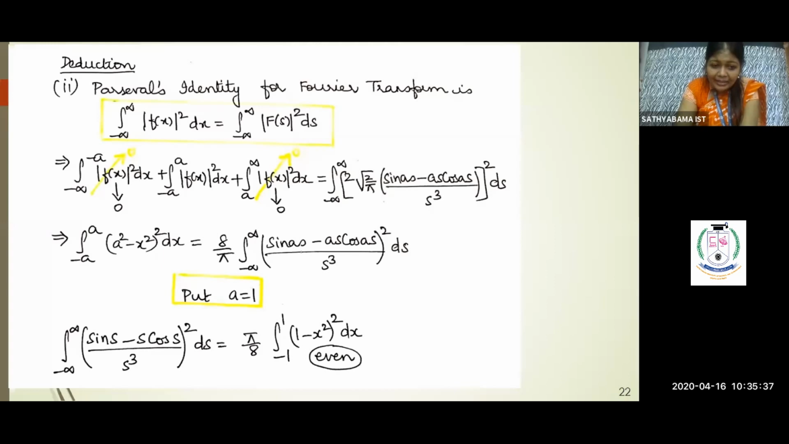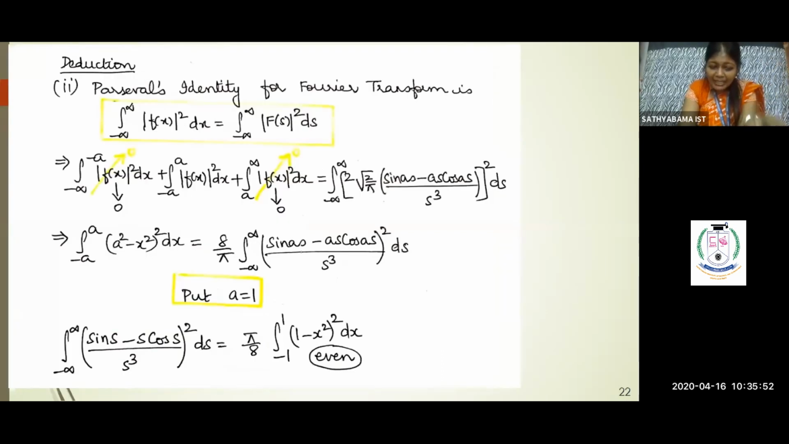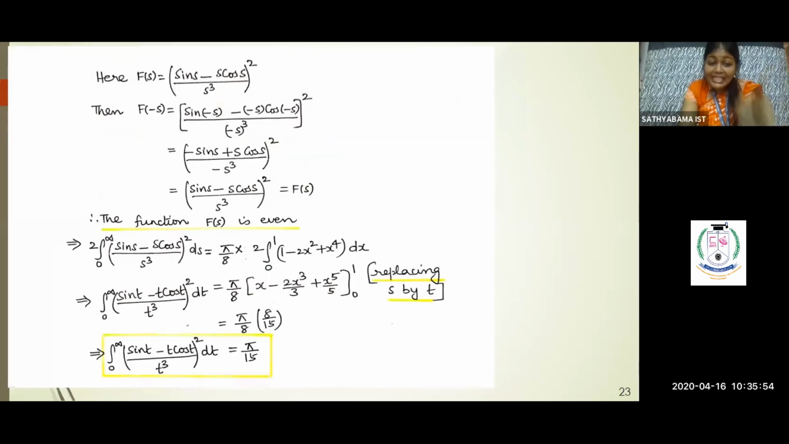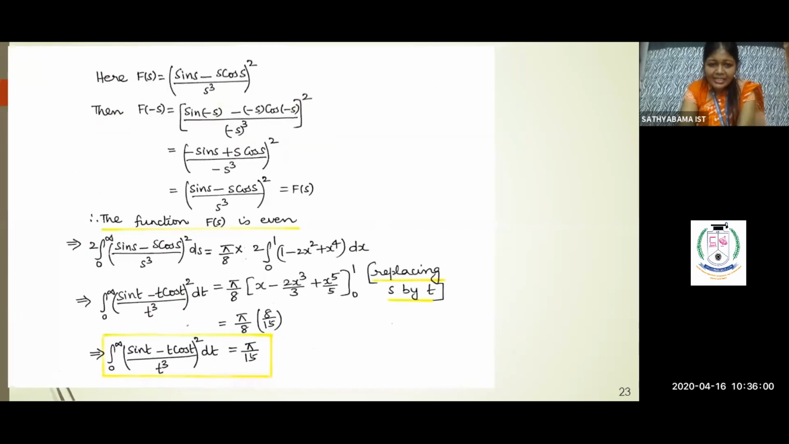And left hand side, the required integral has 0 to infinity, and I have minus infinity to plus infinity. So I'm going to check whether the left hand side is an even function. That's what I've done here, and I found that it's an even function. Because the function is even, I have replaced left hand side minus infinity to plus infinity as twice 0 to infinity. Right hand side is also an even function, so that becomes twice 0 to 1.